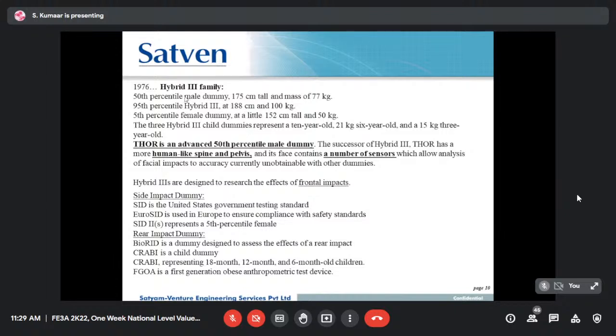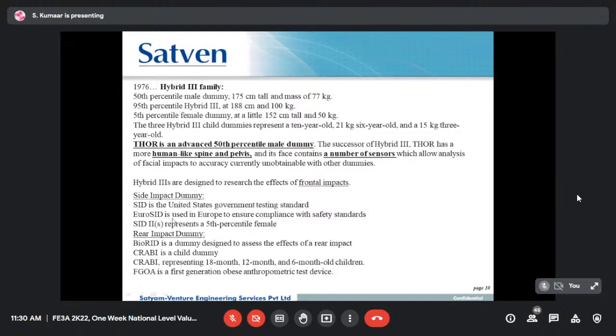When it comes to the side impact dummies, they are using SID. This SID is only for the United States government testing standard. So if you are performing a crash test as per this US government testing standard, you have to use the SID. In case you are performing the simulation or physical test for Europe, then we need to use the Euro SID. And in case you are using it for the female, the first two are for the male. If you are using it for the female, you need to use the SID 2. So these 3 dummies are used for the side impact.